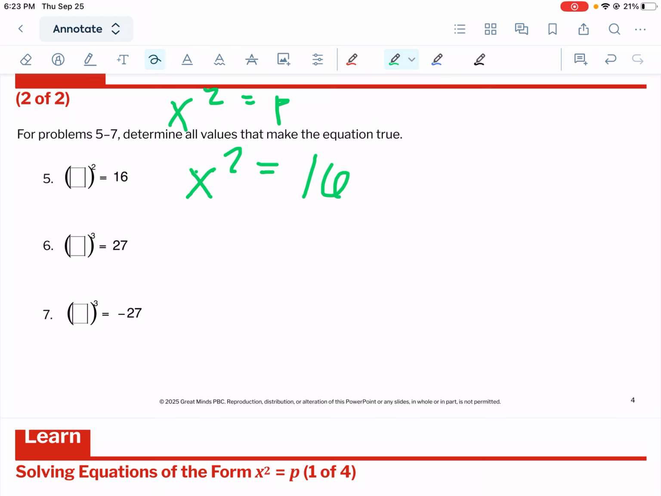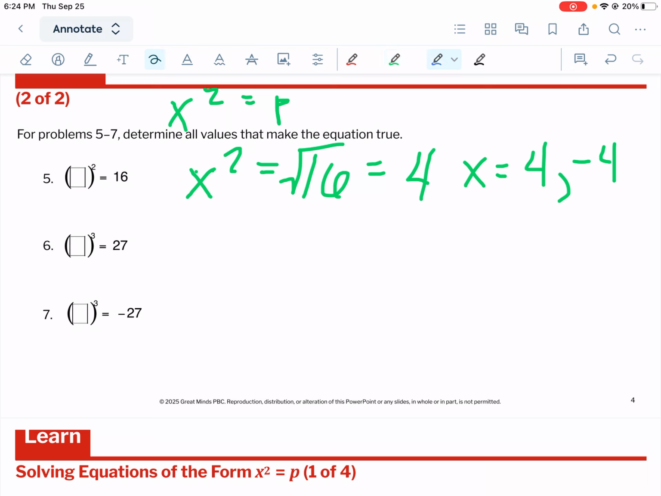As I was just stating, when you have a positive p-value, and you will always have a positive p-value when you are working with numbers that have been squared, it will always have 2 answers. So first, let's just square root. 16 square rooted gives me 4, x equals 4. Why? Because 4 times 4 is 16. But if I did negative 4 times negative 4, or negative 4 squared, that will give me positive 16 as well.